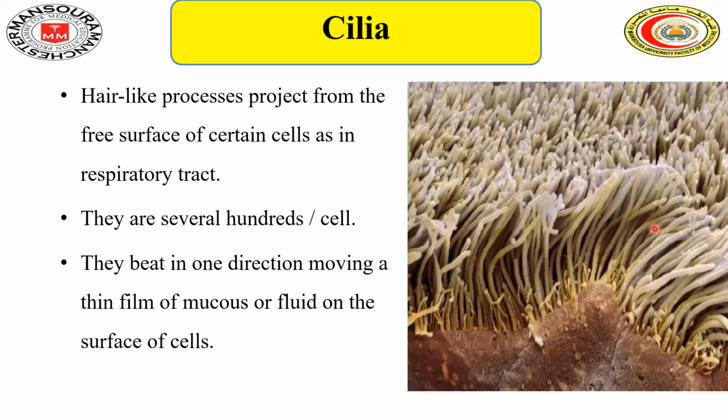The function of cilia is that they beat in one direction. So all the cilia move together in one direction, and this helps the movement of a film of mucus or fluid on its surface. This occurs, for example, in the respiratory tract. The movement of cilia helps get out any foreign body or mucus from the respiratory tract. They beat in the direction of the outside of the body, so it helps get rid of any extra mucus or foreign bodies from the respiratory tract to the outside. This is the function of cilia.